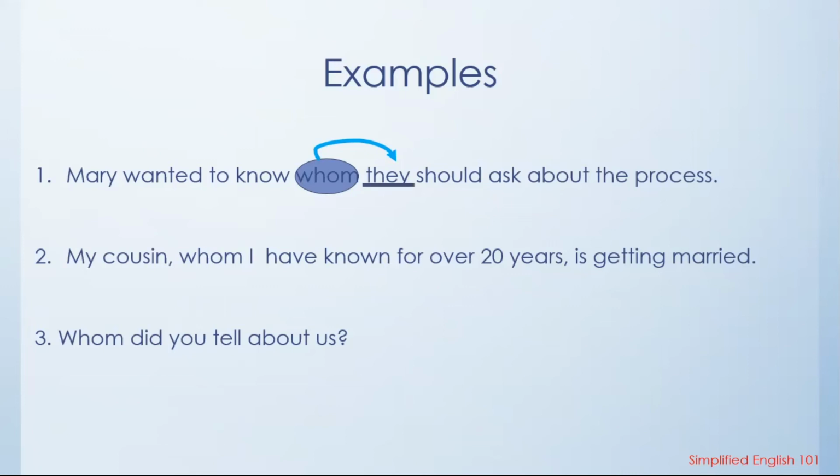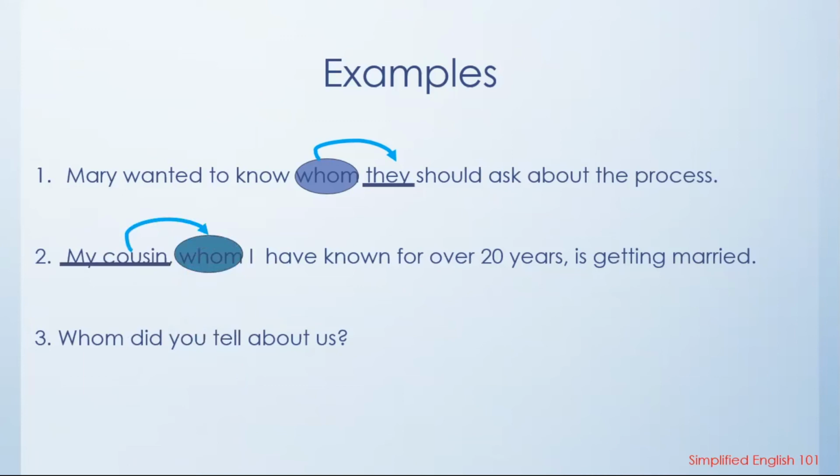Sentence 2 reads, my cousin, whom I have known for over 20 years, is getting married. The two verbs are have known, which is connected to I, and is getting married, which is connected to my cousin. Though the sentence is about my cousin, it is the cousin that is also receiving the action of getting married. So the object is connected to my cousin, so we use the pronoun whom. Again, whom is connected to the cousin, who is the receiver of the action.